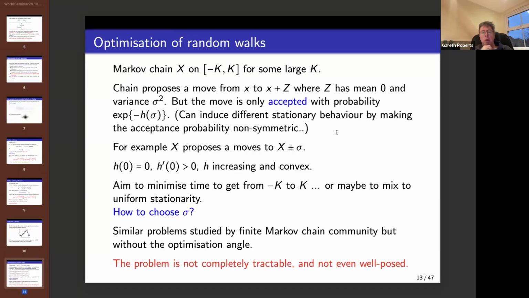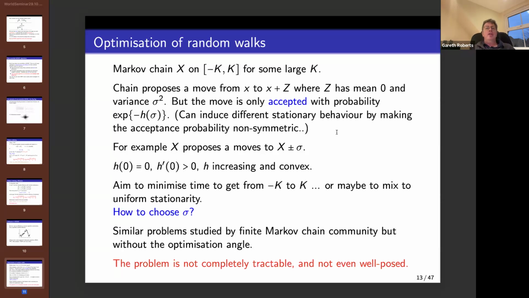Now I'm going to move back a little closer to what we were talking about at the beginning. I'm going to talk about random walks again, but I'm going to add an extra angle to this. I'm going to talk about the idea of optimizing random walks.